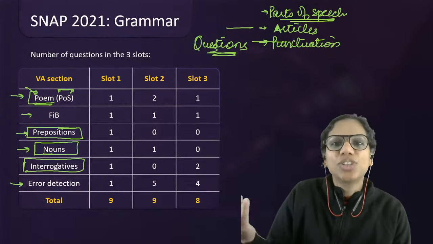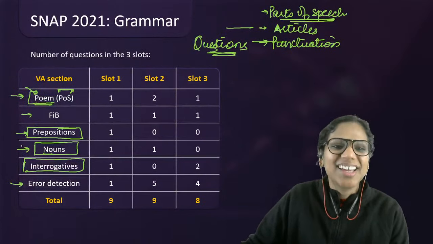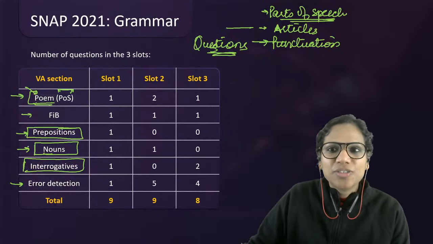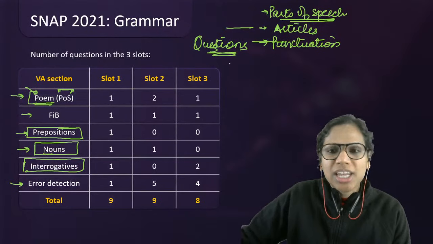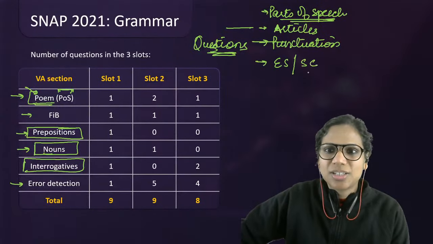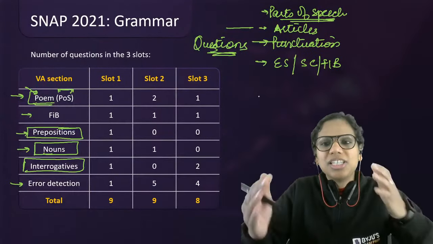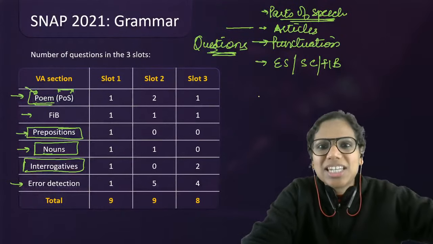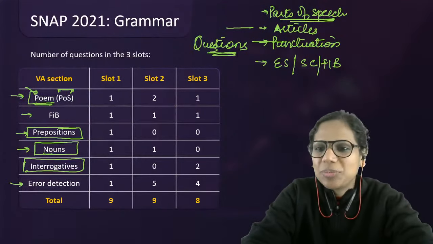Interrogatives are also, at the end of the day, about punctuation only, right? Isn't it? Then, apart from this, you can have types of questions, basically error spotting, sentence correction, FIB. These turn out to be the common elements between SNAP and IIFT when it comes to grammar.